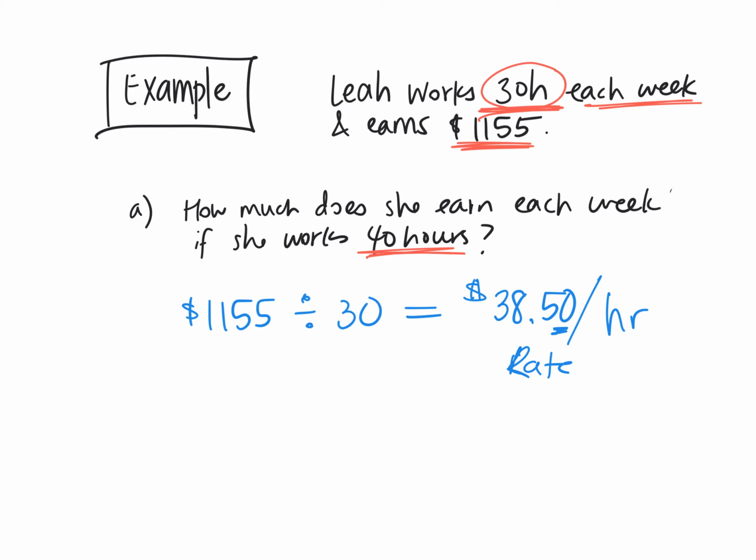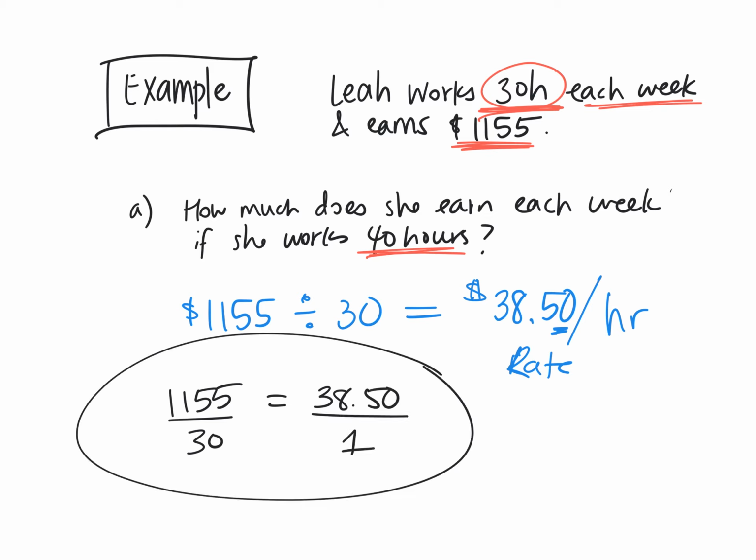So I'm going to write this as a proportion. 1155/30 is equal to 38.5/1. Is that true? That's a proportional relationship. The question said we have to figure out how much she earns in 40 hours. I know how much she earns in 30 hours. I know how much she earns in 1 hour. How can I figure out how much she earns in 40 hours? I'm going to take her hourly rate and multiply it by 40.